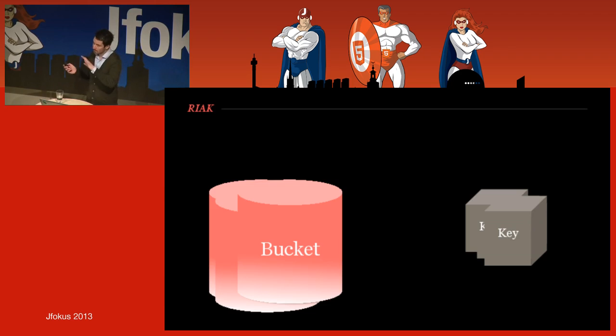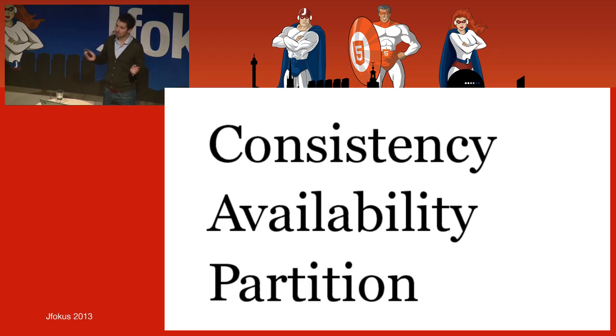The central feature of Riak are buckets and keys. You store all keys in the buckets. And buckets are like domains or namespaces or whatever you call it. But the most important thing about Riak is how it relates to the CAP theorem.